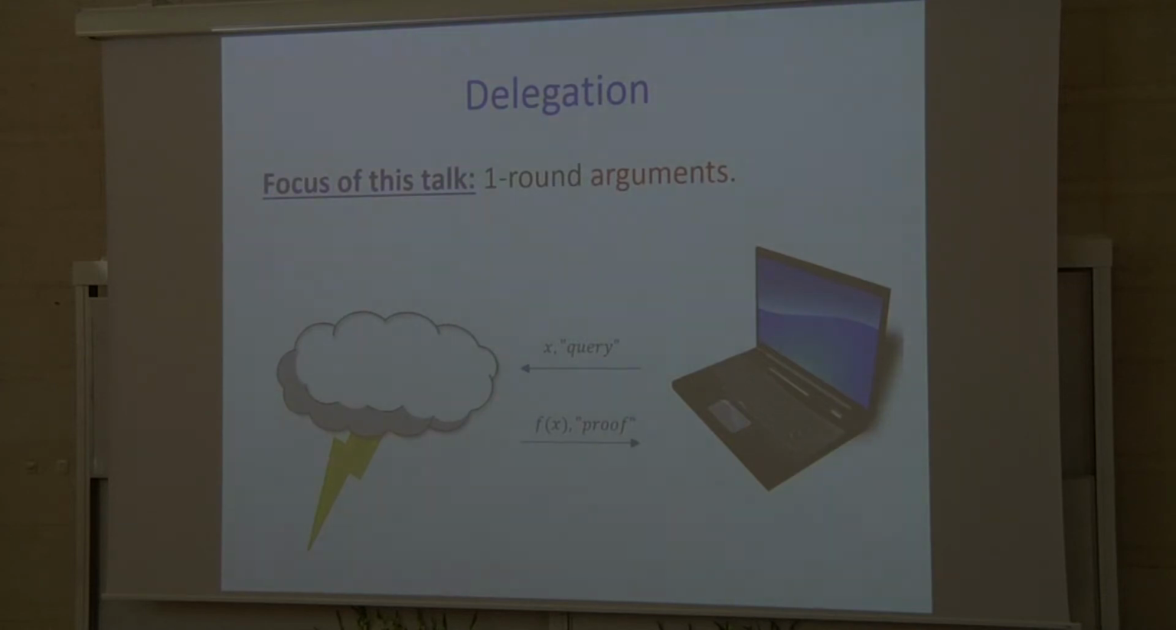And by an argument system, what I mean is that it's not a proof system, in the sense that we don't care if there are very inefficient ways to convince the verifier of something wrong. We only care about computationally bounded malicious clouds.